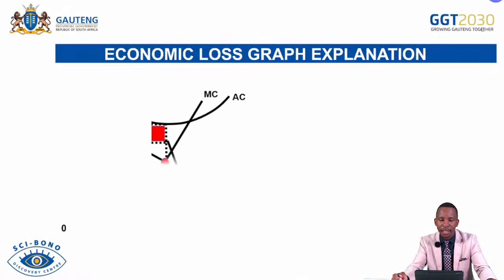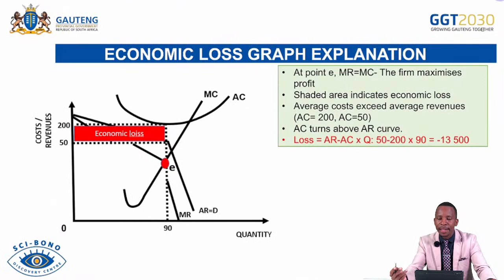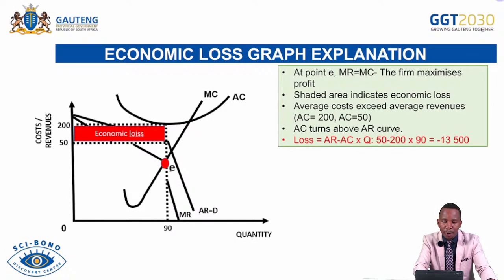And then the graph is being explained. The same graph comes back. And then at point E, the firm maximizes profit. So we call this one the profit maximization point, which is point E. This is the point. The shaded area indicates economic loss because average revenues are lower than average cost, or average cost exceeds average revenues. Average revenues are equal to 50, average cost are equal to 200. Average cost exceeds average revenues. So in this case, that means the average cost curve is turning above average revenues to formulate economic loss for the firm. AC equals 200. There you see the costs are 200, and then revenues AR, this one is AR, equals 50.